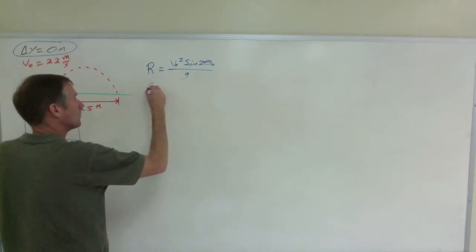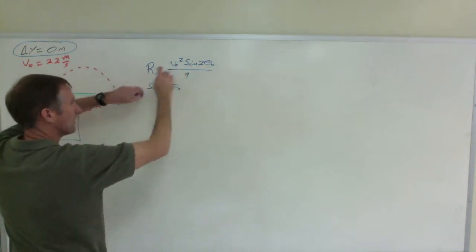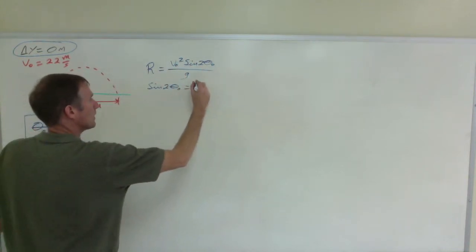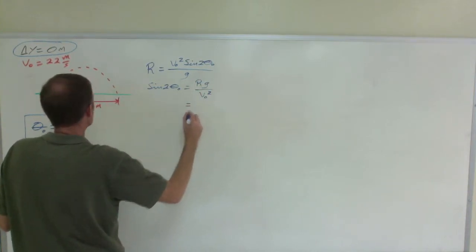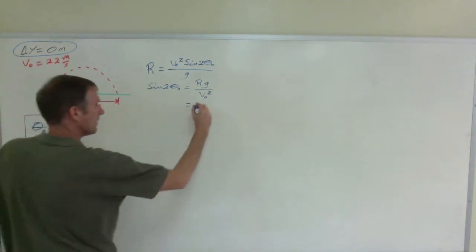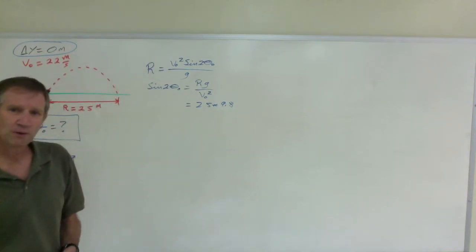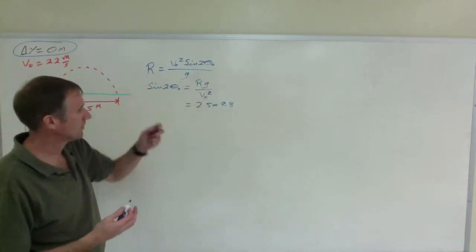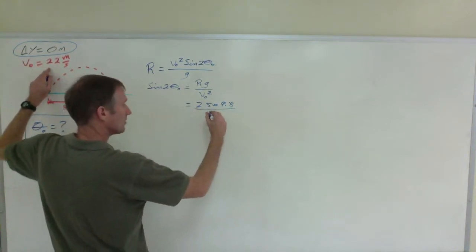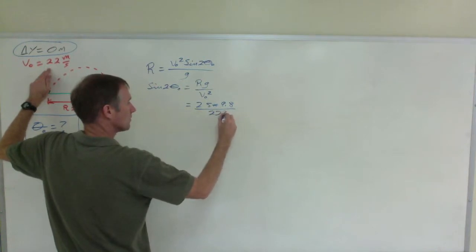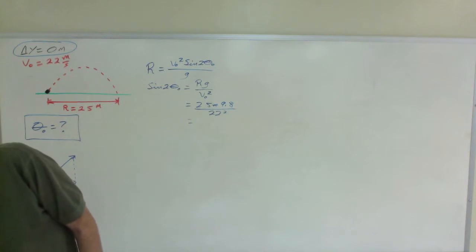Let's solve for sine 2 theta and multiply both sides by G, divide by V naught squared. So that equals R times G all over V naught squared. And R is 25. G is 9.8. That's not negative. Don't put a negative sign in front of that. G itself does not have a negative sign. Then all over the launch speed of 22 squared. Well, when you do that, you come up with 0.5.